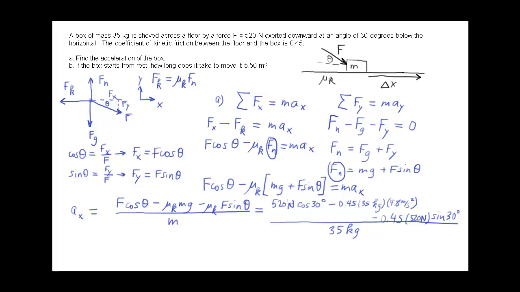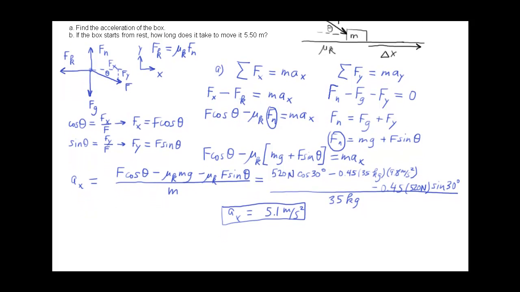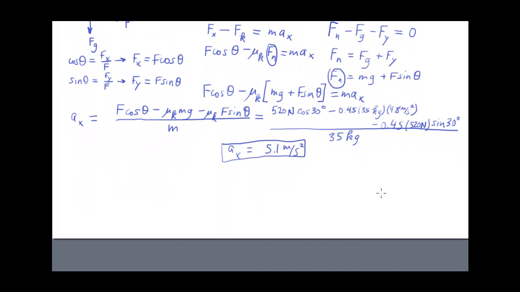And each term in the numerator, if you work the units out, has units of newtons. Newtons divided by kilograms gives us meters per second squared, which is appropriate for an acceleration. And numerically, the acceleration that we get is 5.1 meters per second squared. So that's the answer to part A. And here's where we see the connection between information we get from Newton's laws and information that is needed in kinematics, because part B says to find how long it takes for the box to move 5.5 meters if it starts from rest. And that turns out to be a pretty easy problem.